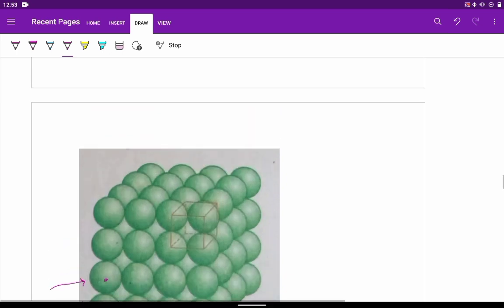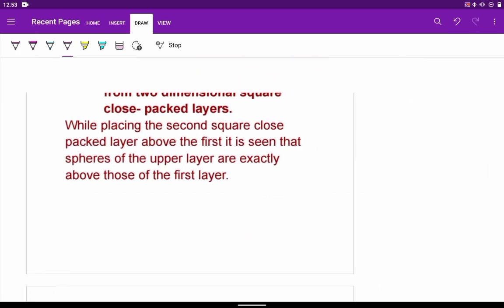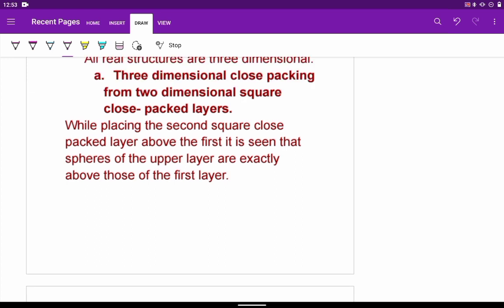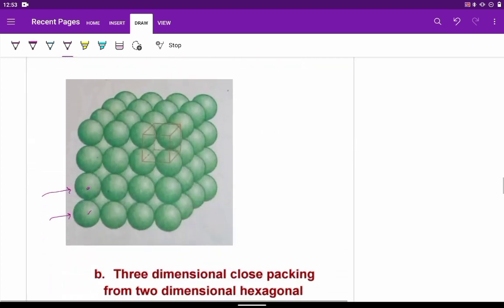So here what is happening? The spheres of the upper layer are exactly above those of the first layer. So we get this type of structure.